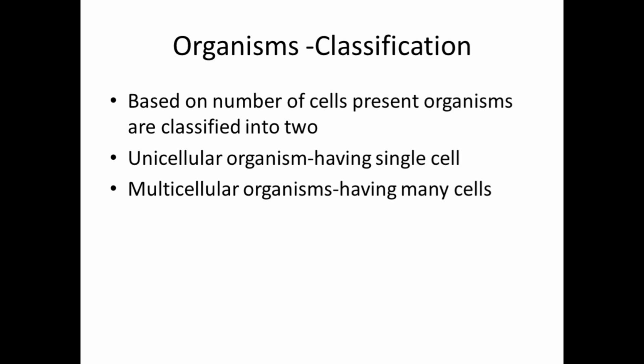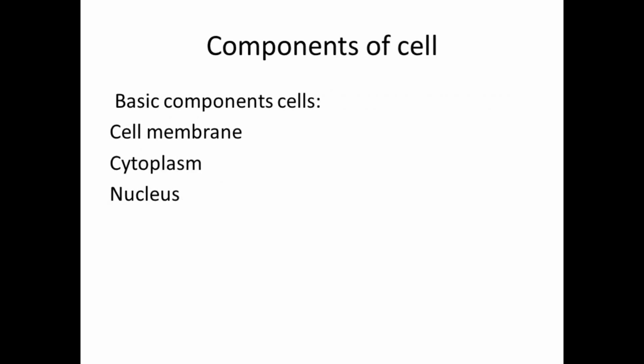In a unicellular organism, a single cell will perform all the body activities. All the life processes are done by the single cell itself in case of unicellular. But multicellular organisms have many cells arranged to form tissues, organs and organ systems which can perform different functions. Now we can see the basic components of cell.